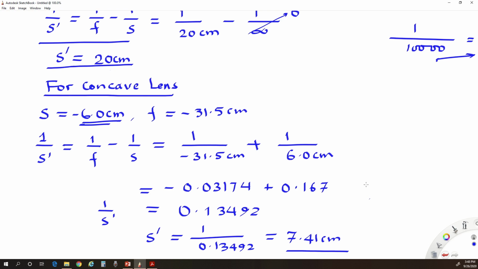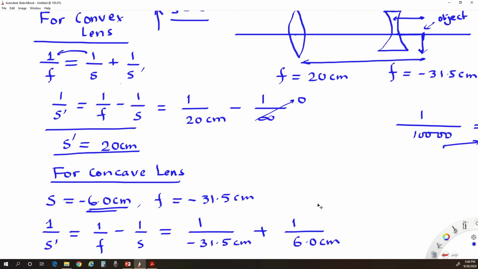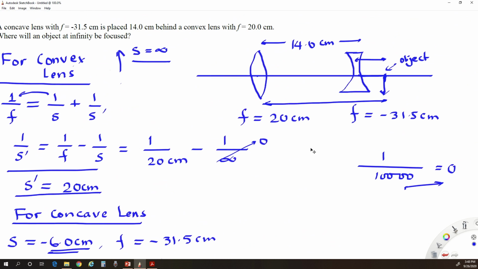So that would be the image distance for the concave lens. So if I go up here, this concave lens is a diverging lens, so it forms a virtual image. Usually the virtual image is on the same side, so it would be somewhere here.